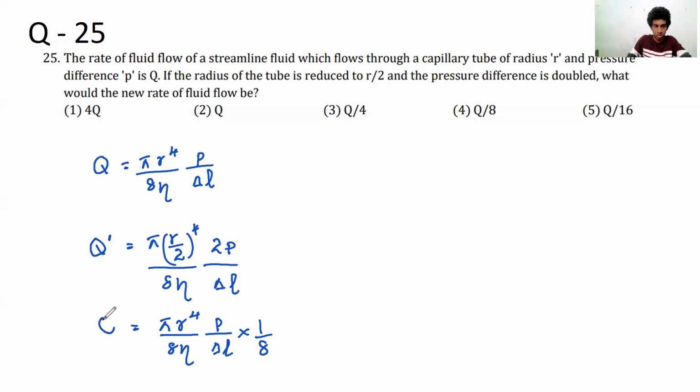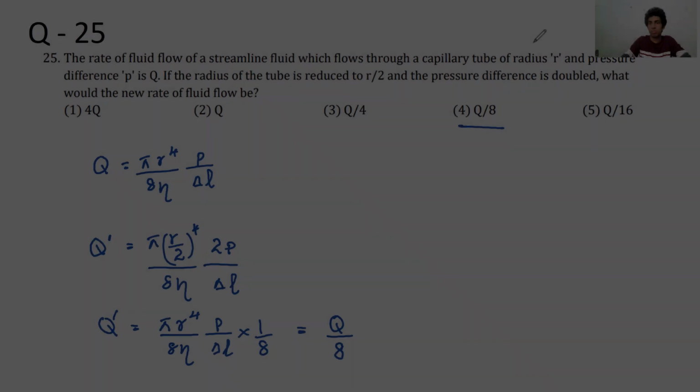So that is equal to q dash, and q dash is equal to q over 8. Therefore, the new rate of fluid flow is q over 8. So the correct answer is the fourth.